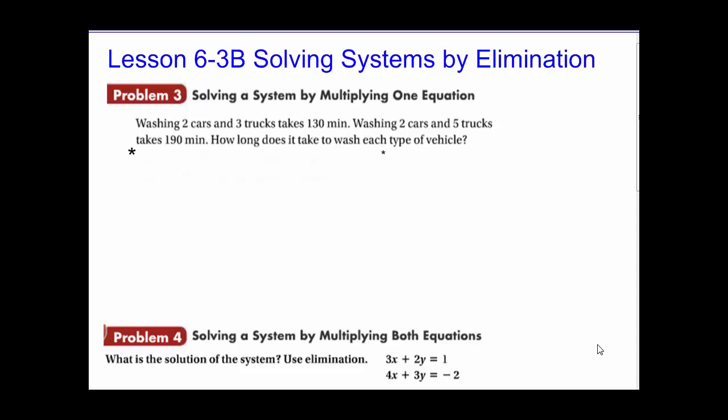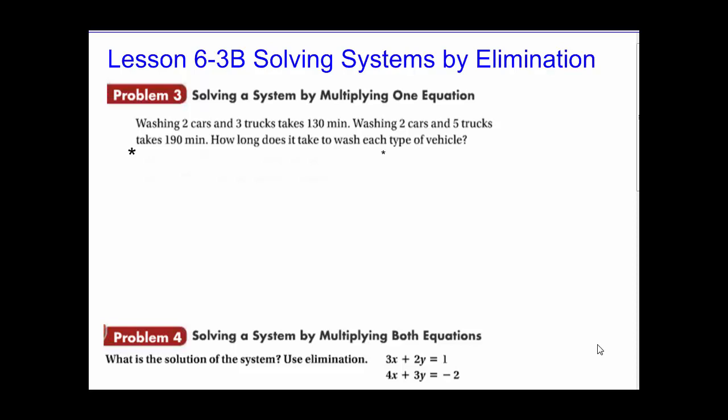So problem 3, a little bit of review. We're going to look at multiplying one equation to eliminate one of the variables. So if we're washing 2 cars and 3 trucks, and it takes a total of 130 minutes, washing 2 cars and 5 trucks takes about 190 minutes. We need to figure out, well, how long does it take to wash each type of vehicle?